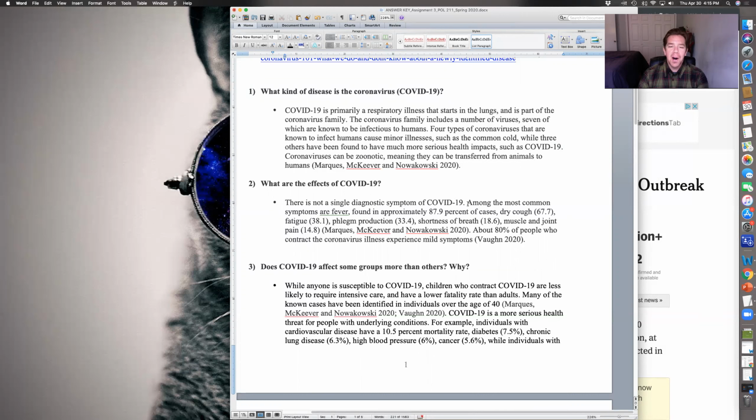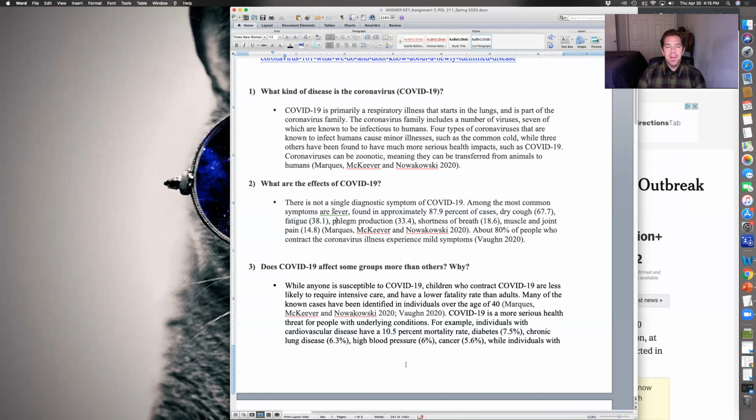So among the most common symptoms of individuals who are infected with COVID-19 is a dry cough. These symptoms are found in a high percentage of total cases. Dry cough, right? About 2/3 of people who test positive for COVID-19 have a dry cough. A little over a third, 38%, have fatigue.